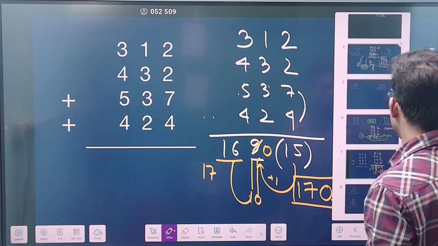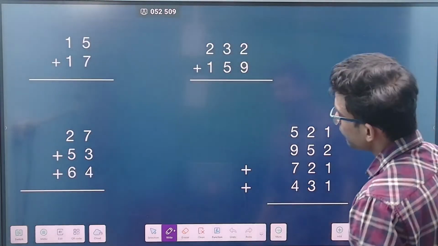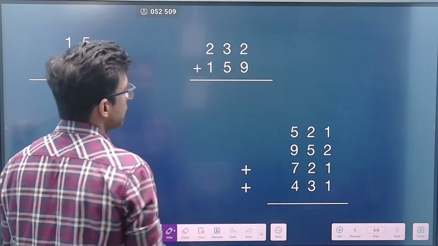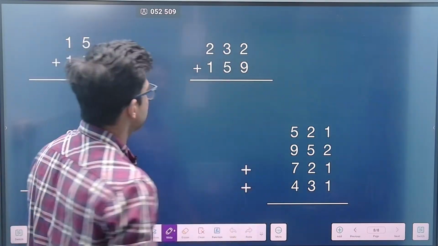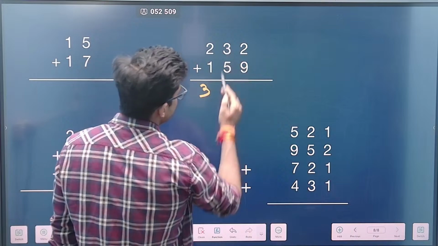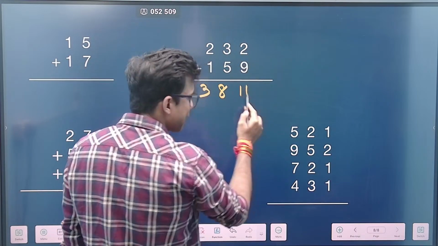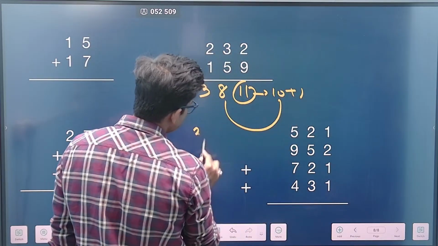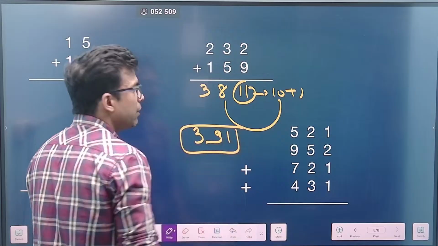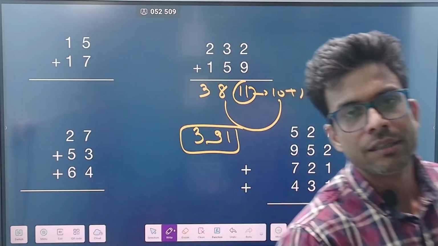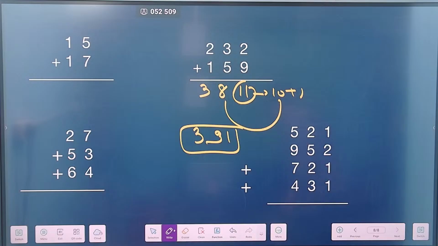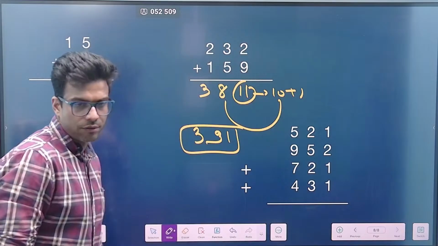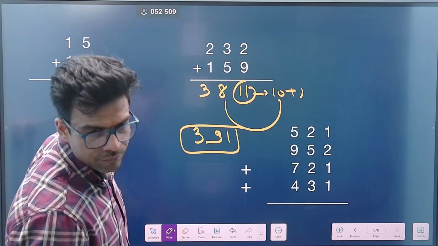Let me take one more example so that it is clear to you. These numbers are very easy, so I would not solve these. Let me solve this one. Always add from left to right. So 2 plus 1 is 3, 5 plus 3 is 8, and 9 plus 2 is 11. 11 is 10 plus 1, so you shift 1 here. This becomes 391. You can check yourself. Every method, I am breaking the number and then making you solve. I hope this is clear.